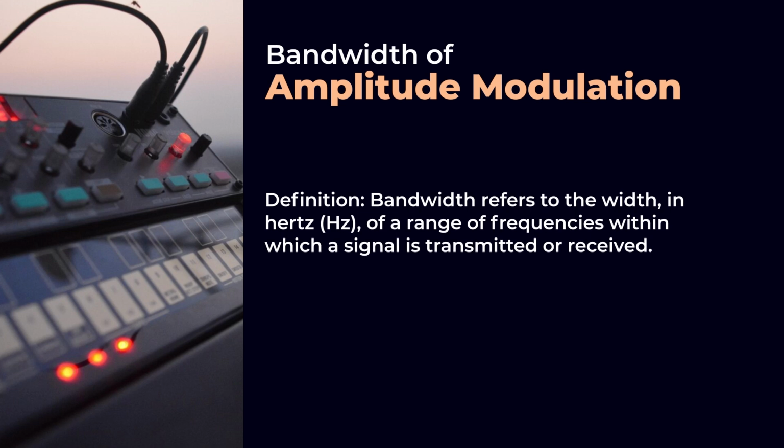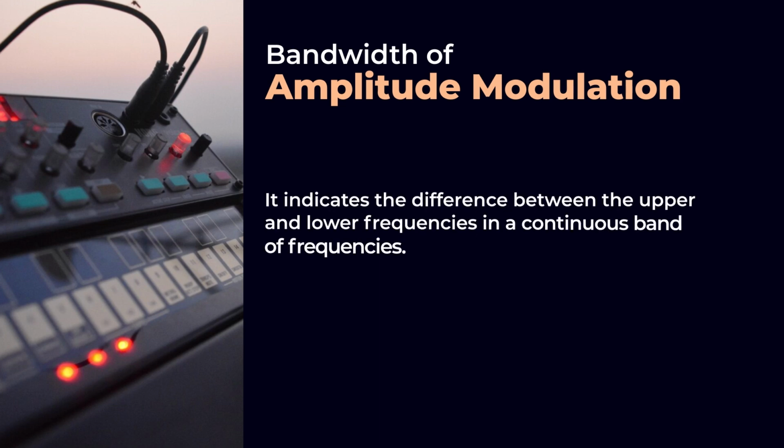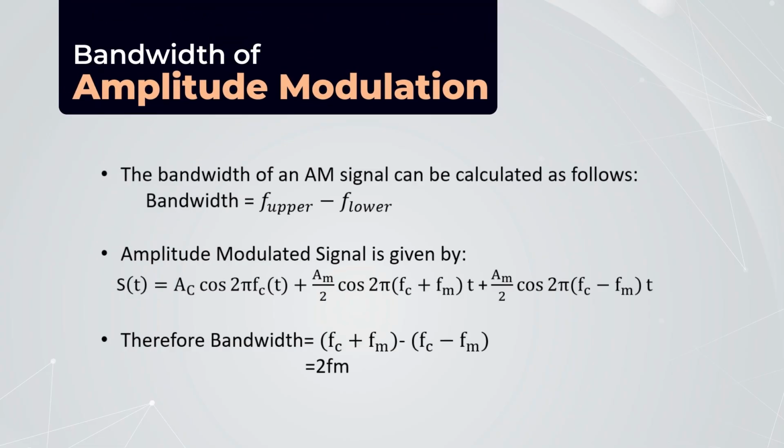Now, the definition of bandwidth. Bandwidth refers to the width of a range of frequencies within which a signal is transmitted or received. The bandwidth represents the difference between the upper frequency and the lower frequency in a continuous band of frequencies. The bandwidth of the AM wave can be calculated as the difference between the upper frequency and the lower frequency.